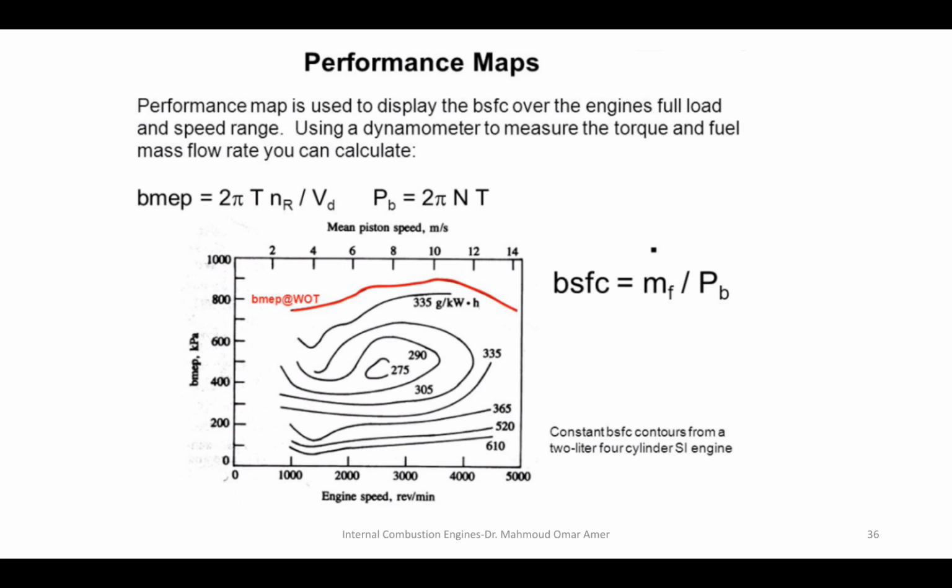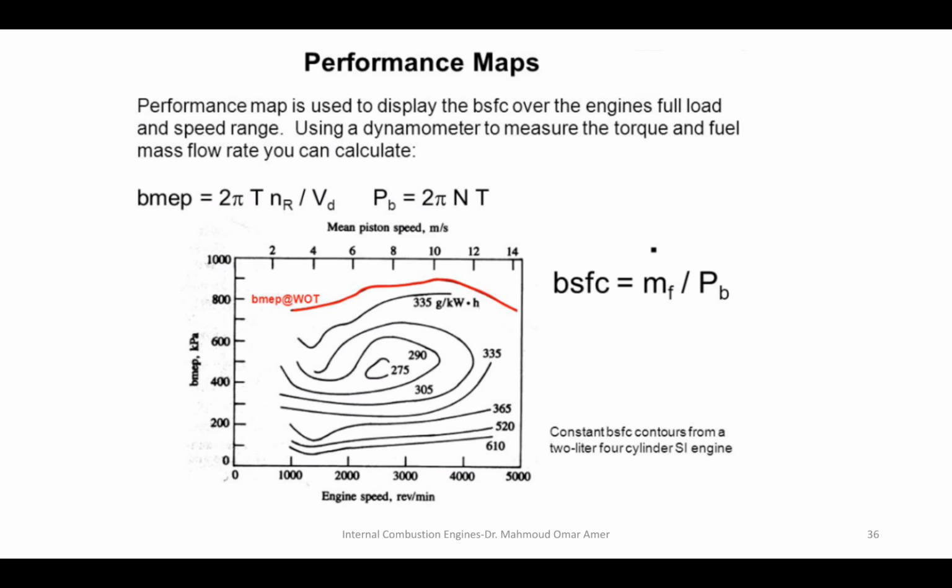Now the performance maps. From the previous figures, we are comparing speed, fuel consumption, power, and mean effective pressure, all of these. So how do we control the fuel consumption and the fuel injection inside the engine? Controlling the fuel injection and the power depends on the engine speed and the throttle position.